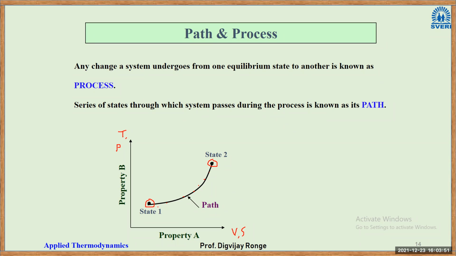So I hope you're understanding. Initially, the system was at state 1. State 1 could be, for example, pressure 1 bar, temperature 30 degrees Celsius, and state 2 could be pressure 2 bar and temperature 60 degrees Celsius, right? Temperature and pressure both have increased. So like that way, processes take place in thermal engineering, and if you connect all the states, you will obtain a line. That line is nothing but the path of the process.